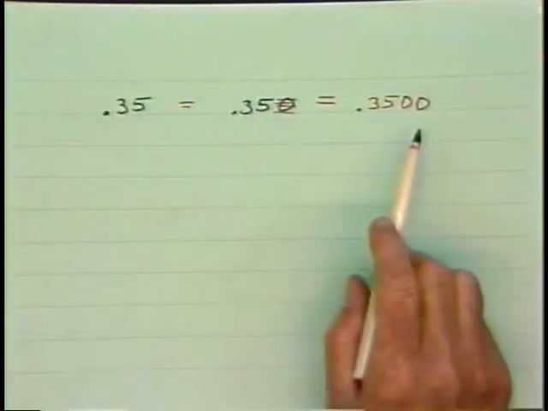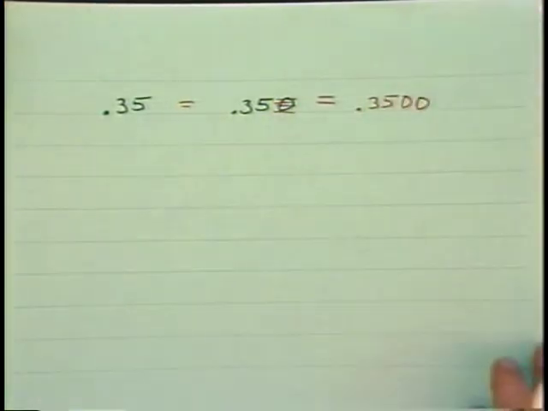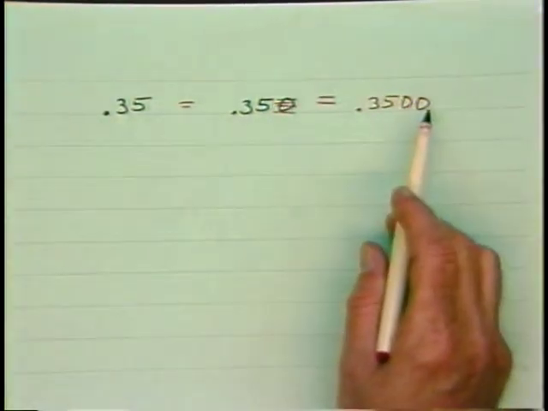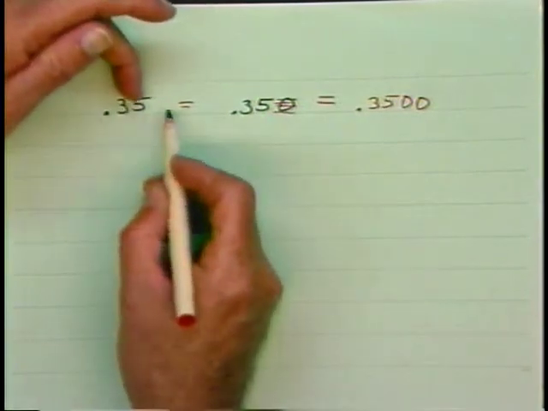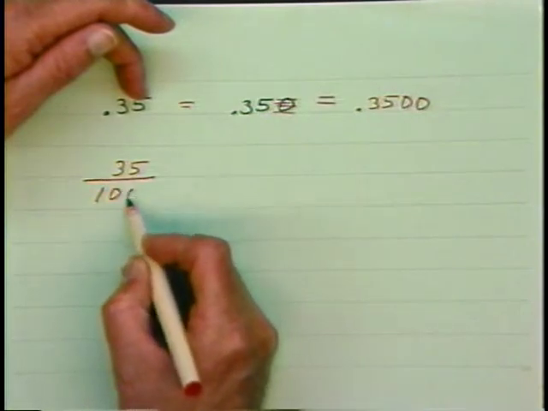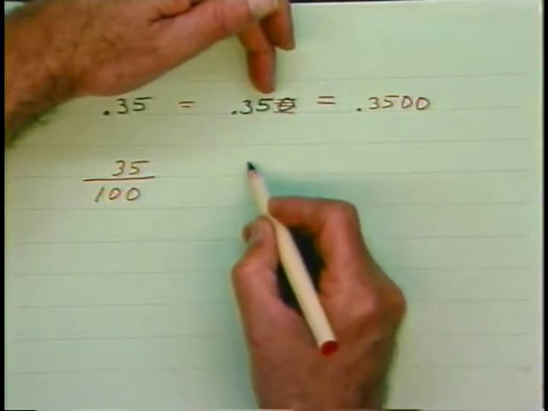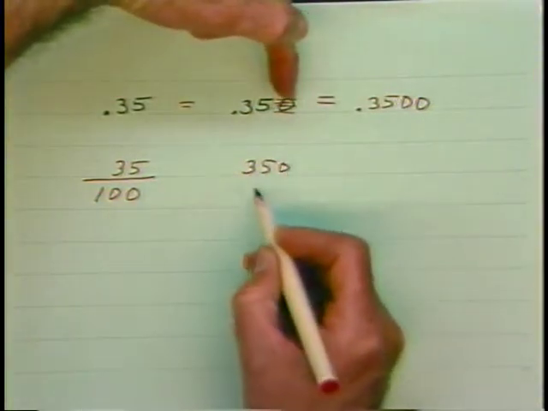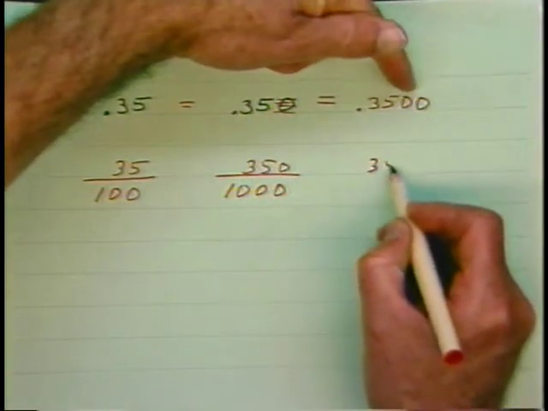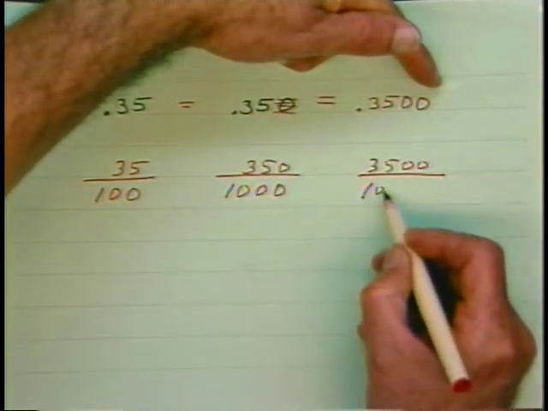Back to these three decimals where we're claiming that the appending of zeros on the end or taking them away does not change the value. Let's write each of these in their fraction forms as they stand. So this is 35 hundredths. So I write it as such, 35 hundredths. This one, on the other hand, is 350 thousandths. And this one is 3,500 ten-thousandths.